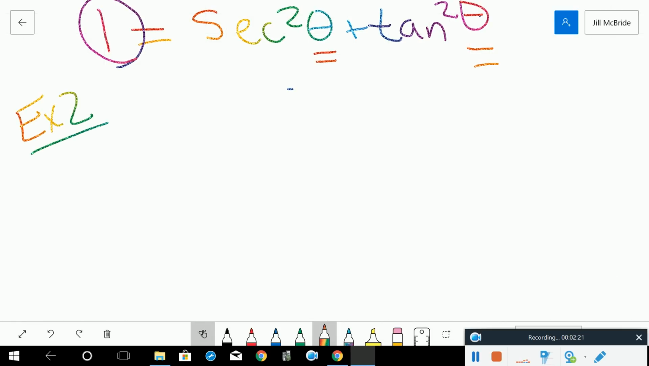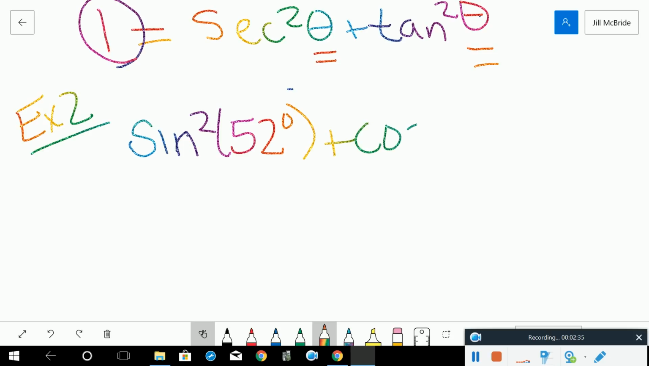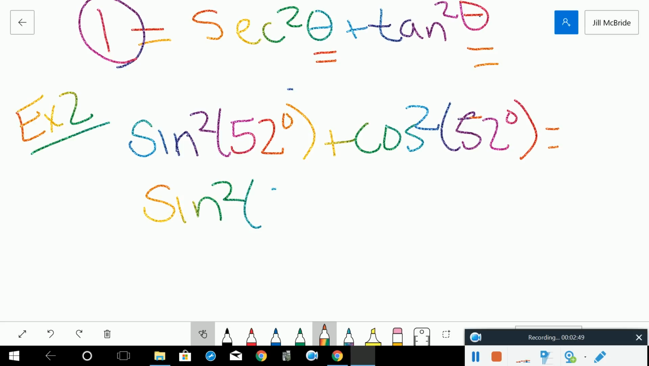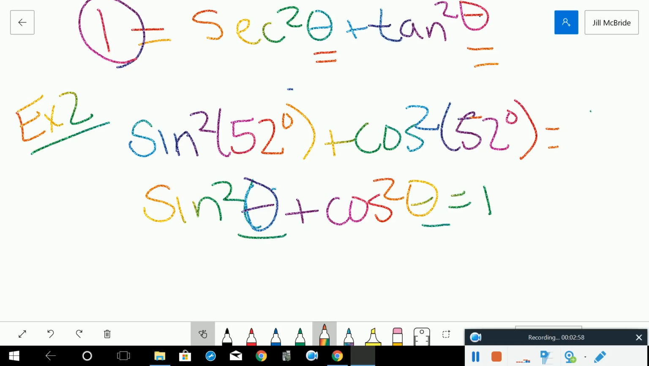Example 2. A lot of my examples here are going to have an answer of 1. That doesn't mean they're always 1. The sine squared of 52 degrees plus the cosine squared of 52 degrees, okay? Again, you don't know the sine of 52 degrees. You don't know the cosine of 52 degrees, but you do know your Pythagorean identity that says the sine squared of theta plus the cosine squared of theta is 1, and theta means any angle. So the answer to this problem is also 1.